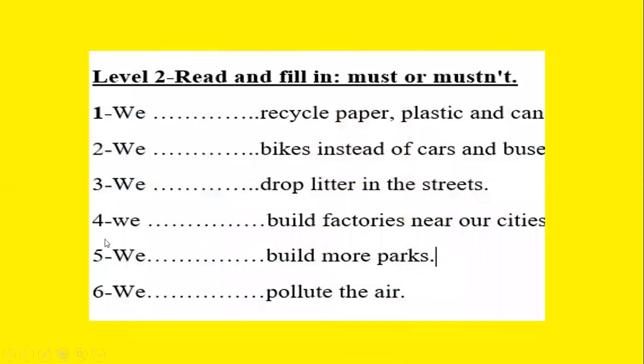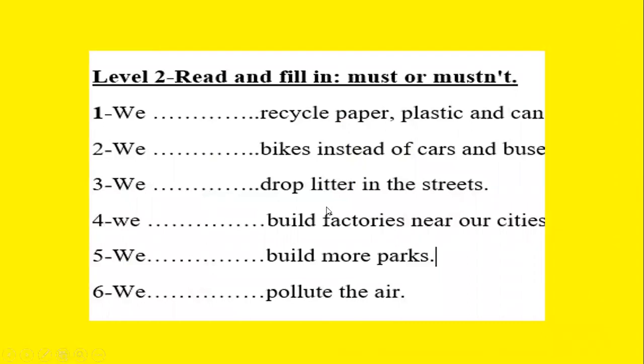Here, we must know how to use must and mustn't. We must or mustn't recycle paper, plastic, and cans. We must recycle. Number 2, we use bikes instead of cars and buses. We must use bikes. We must put the word use here, U-S-E. Number 3, we drop litter in the streets. We mustn't drop litter in the streets.